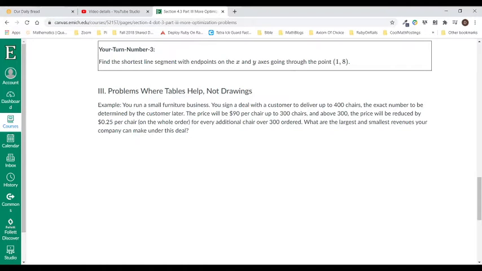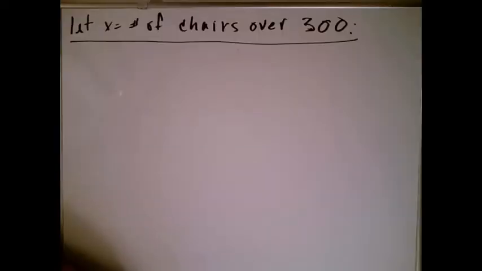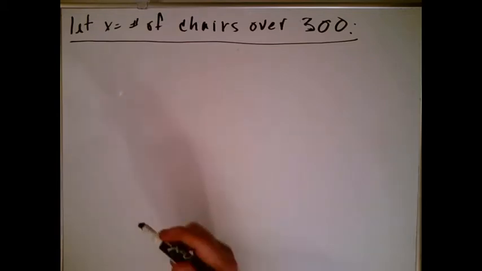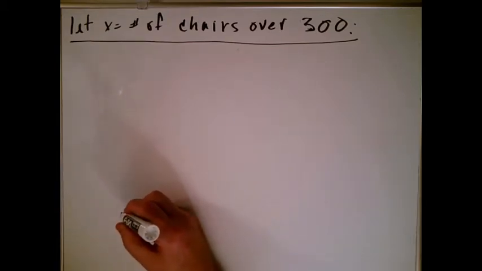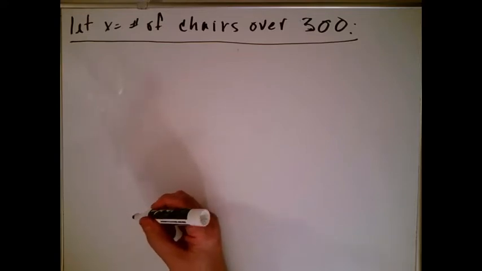So what we're going to do is go over to my little whiteboard, hopefully, and see if we can't start crawling our way through this. So here we go. All right, here we are. Now, you see I have let x be the number of chairs over 300. I could let x be the number of chairs. I think that's actually a little bit harder to do.